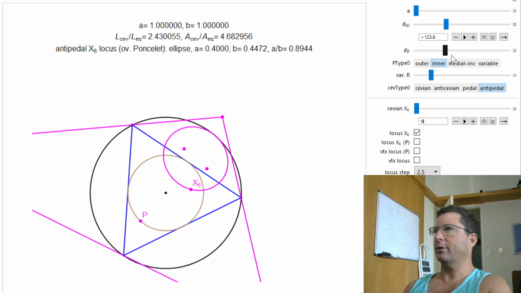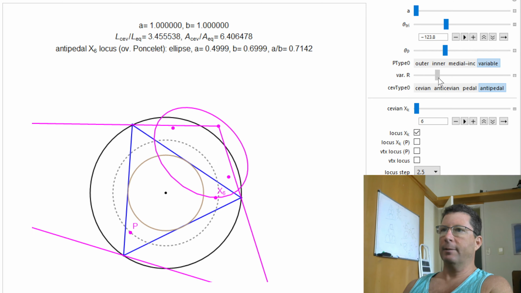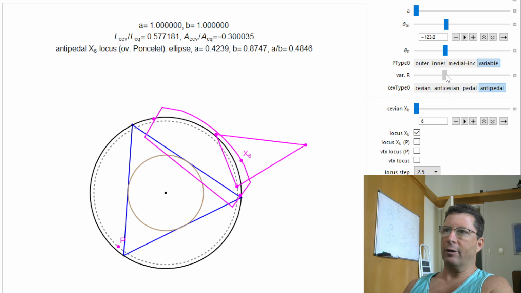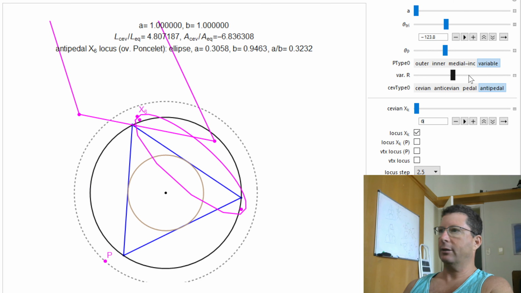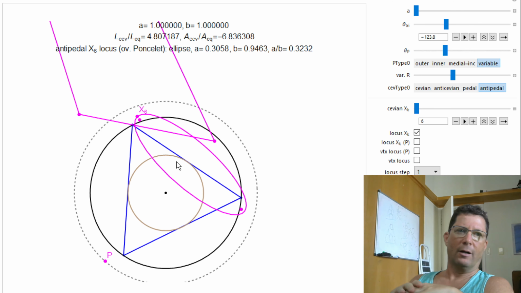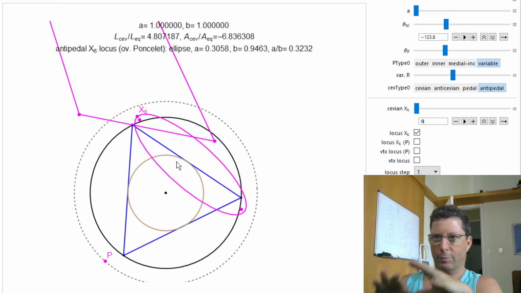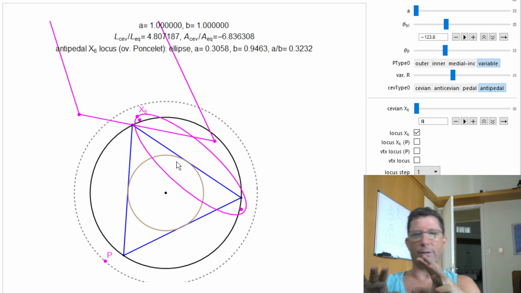What happens if P is detached from the inner circle? So let's go ahead and release that. Let's go inside. Still an ellipse. That's nice. Still an ellipse if it's outside. And then I cannot calculate X6 when P is on the circumcircle. But if I'm outside, I'm still an ellipse. Let's increase the sampling ratio here, if I can. Yes. So X6 of the antipedal with respect to a point P, anywhere over the family of equilaterals, is always going to be an ellipse.